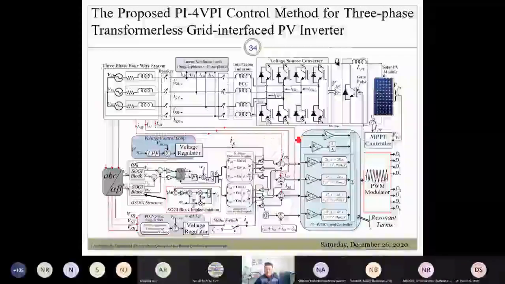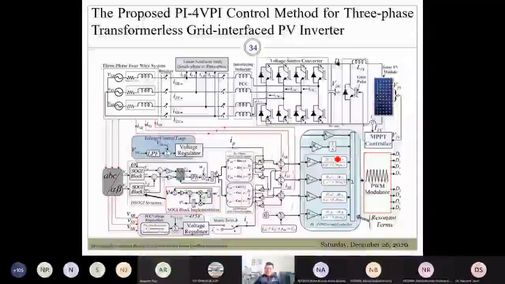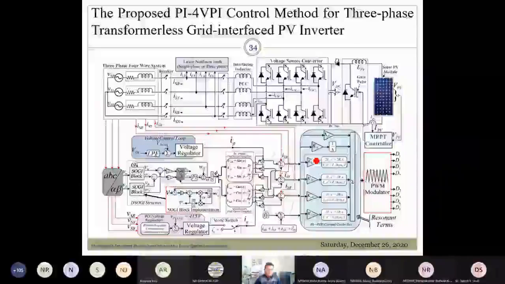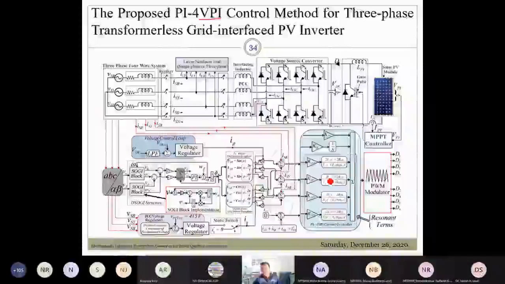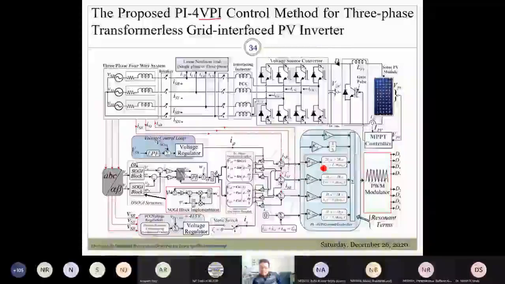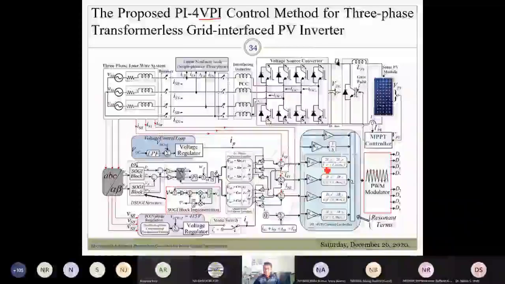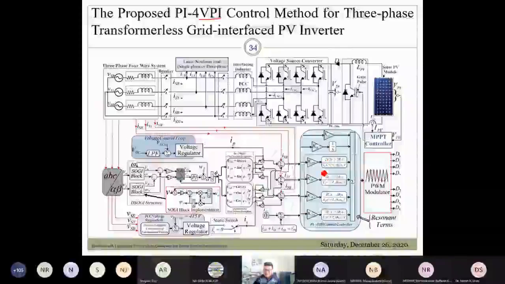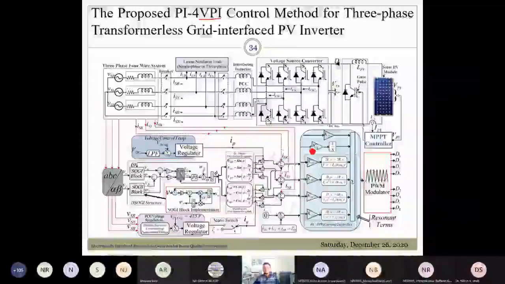In order to minimize the steady state error, I have used the PI plus VPI, that is, a proportional integral plus vector proportional integral controller. How have I devised this controller? Since we have already discussed the PI controller, I mentioned in my previous slides that a PI controller must not be used to track AC voltages or AC currents. This is because it miserably fails to introduce infinite gain, especially when exposed to AC or periodic quantities.